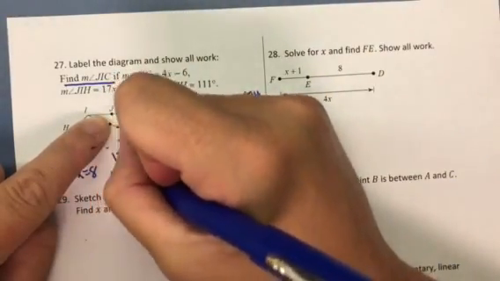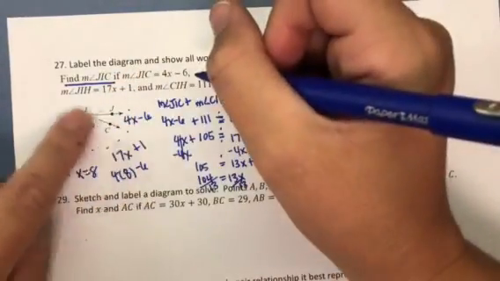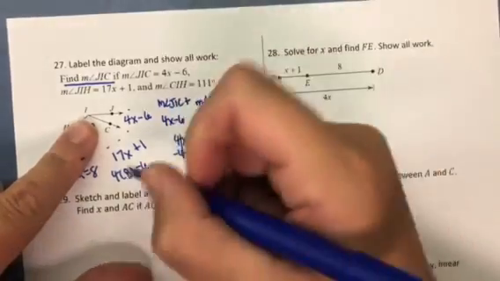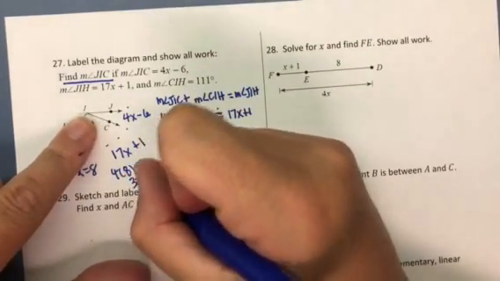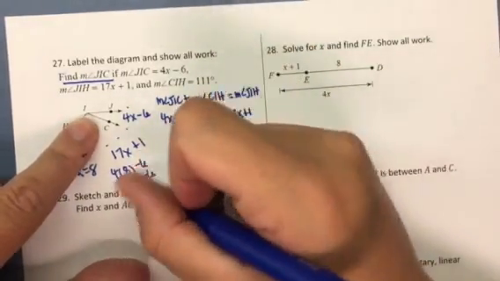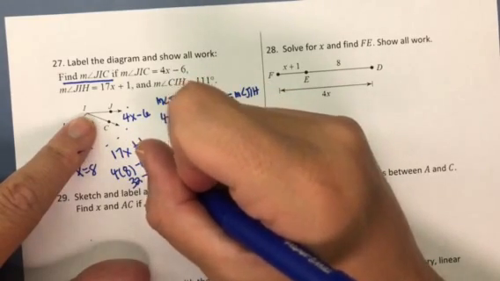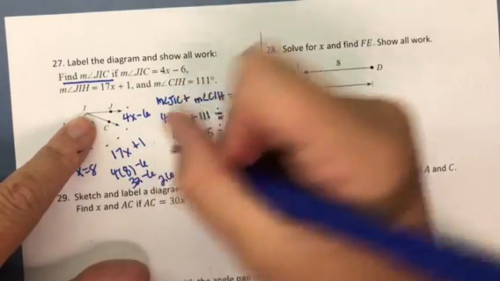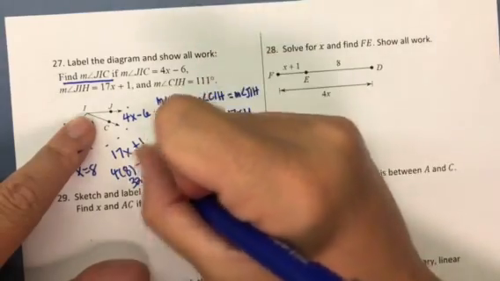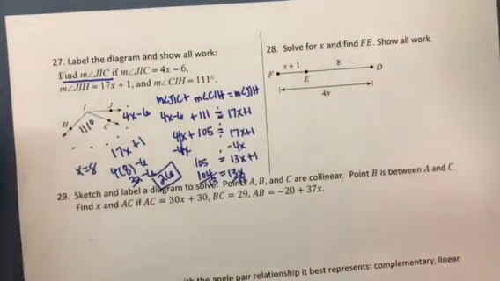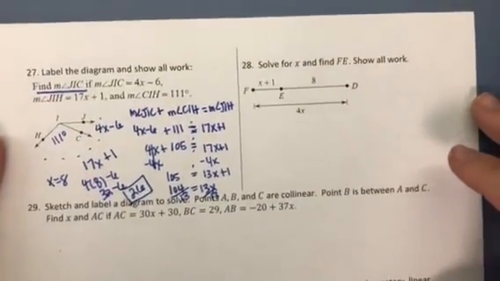4 times 8 minus 6, because that's what we have for the measure of JIC. 4 times 8 is 32. And 32 minus 6 is, oh, what is that? 26. 26. All right, that's our final answer. Sorry, I didn't leave a lot of space there for that question.